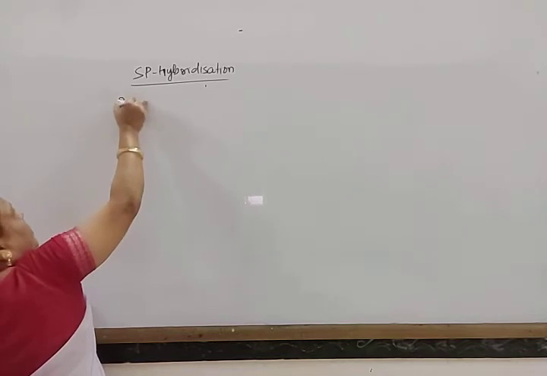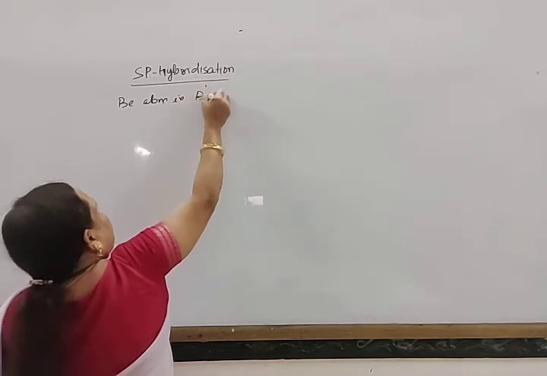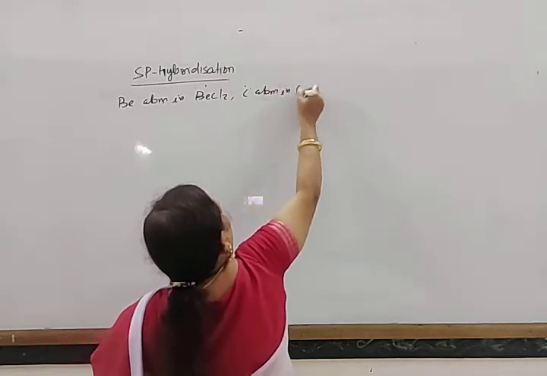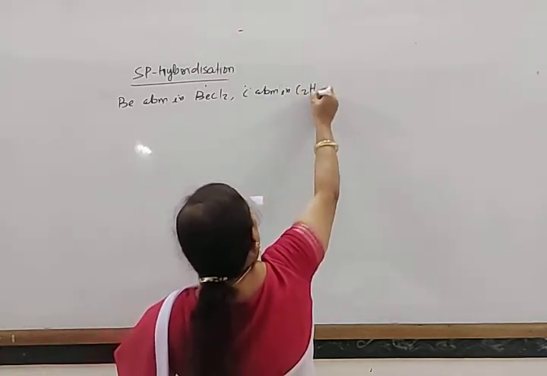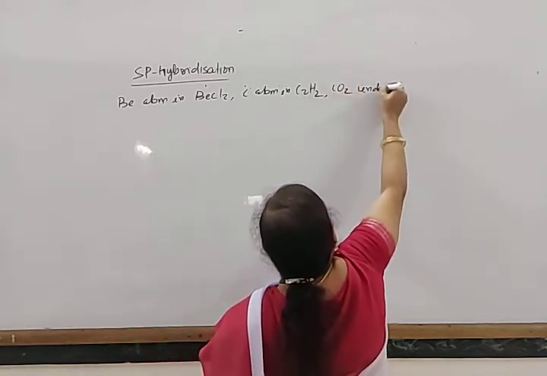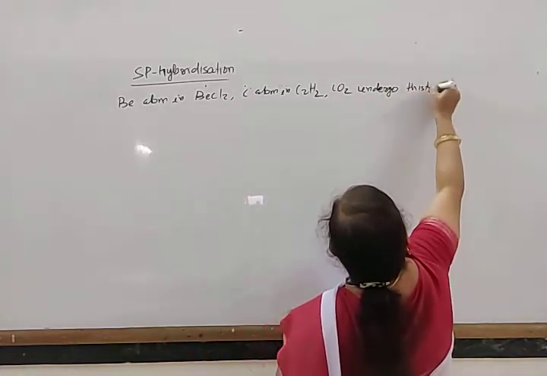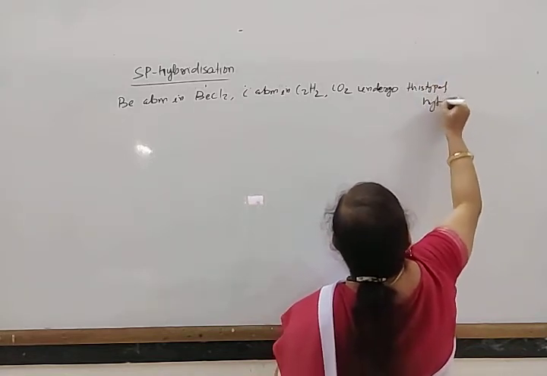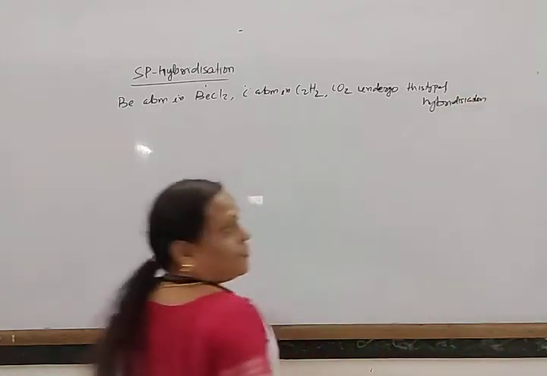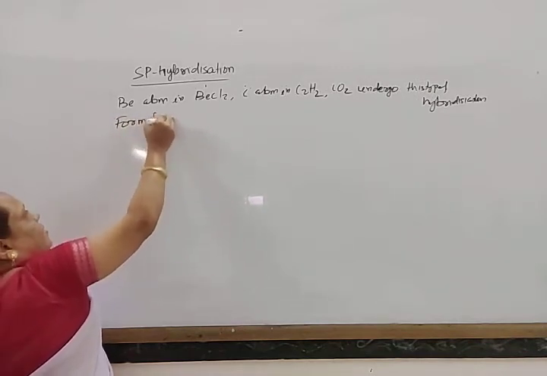The beryllium atom in BeCl2 and the carbon atom in C2H2 and CO2 undergo this type of hybridization. Let us take the example of the formation of beryllium chloride, BeCl2.